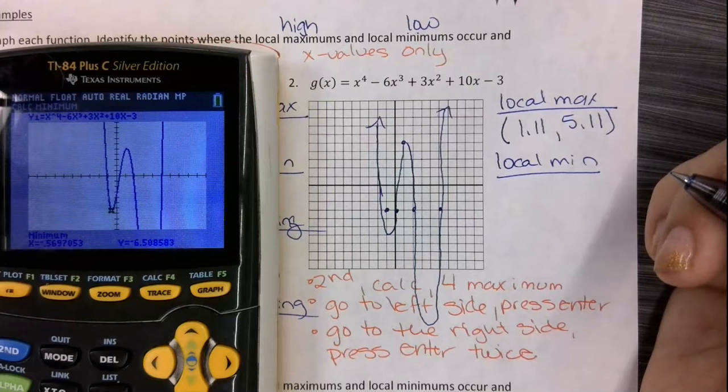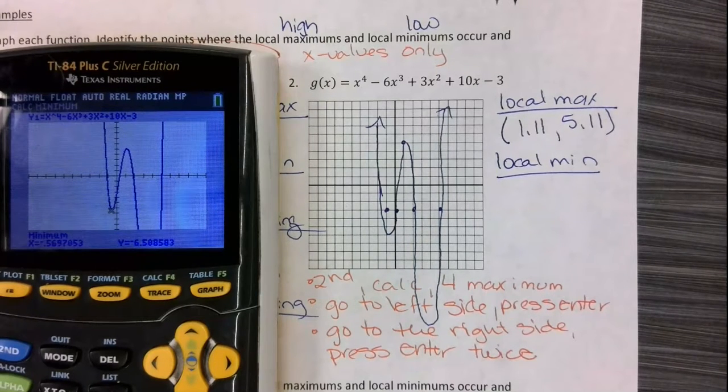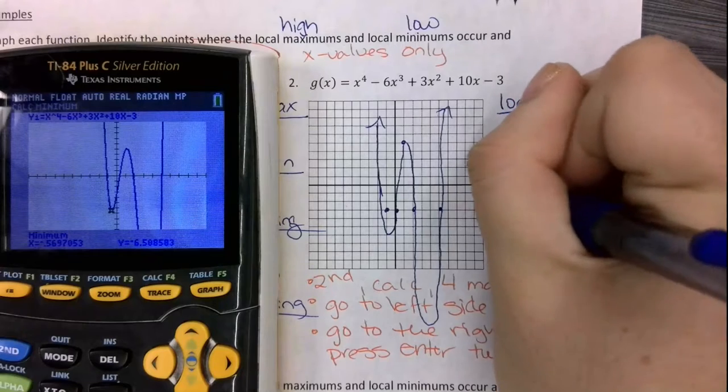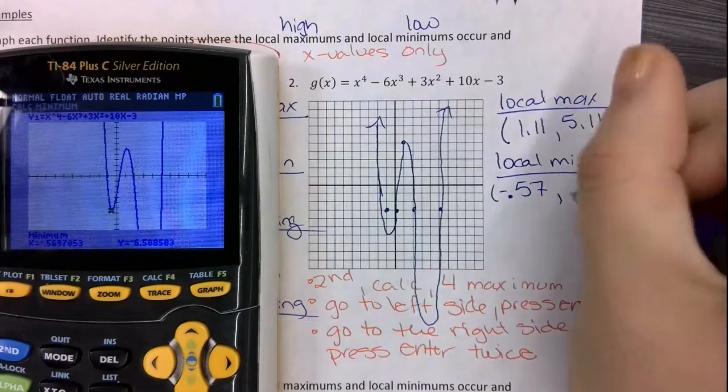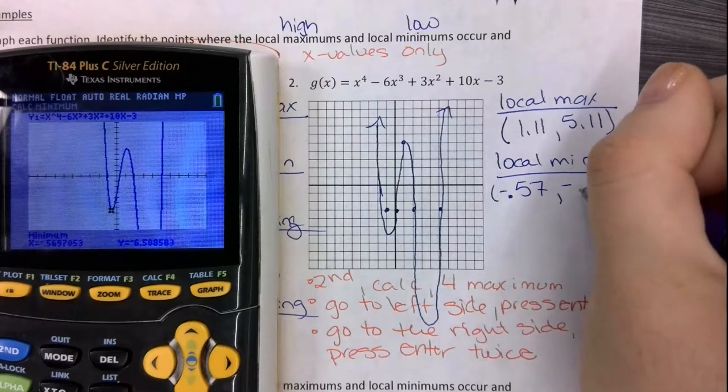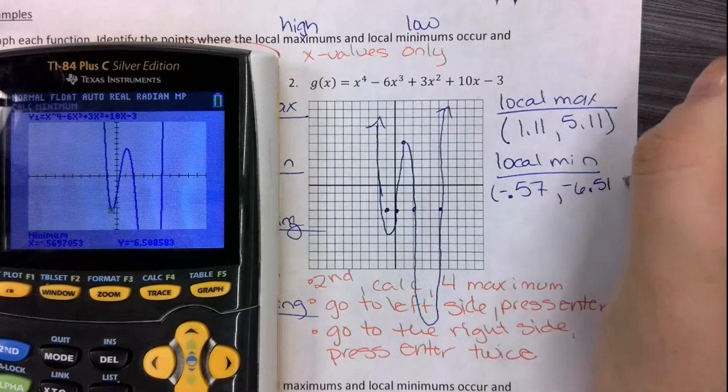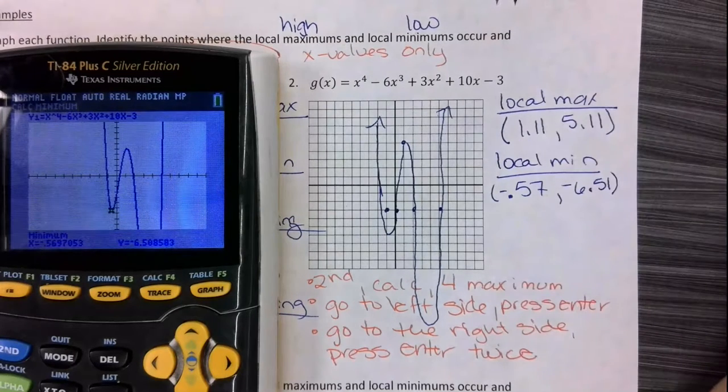Are you just arrowing over, or are you actually using it? No, because you haven't hit enter twice yet for your right side. You need to go to the right side and press enter twice. It says 0.5, -0.5, and -6.5. Two decimal places, Diego. Negative 0.57. Negative 6.51. You gotta be precise, miss. I said I'm rounding to 2 decimal places.